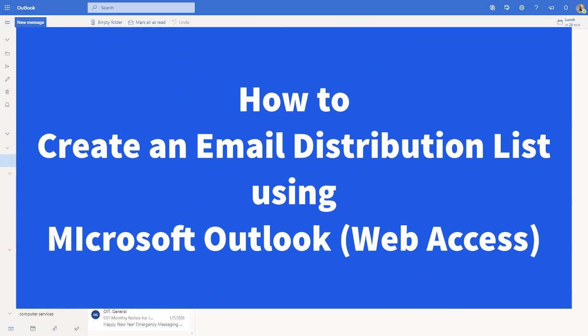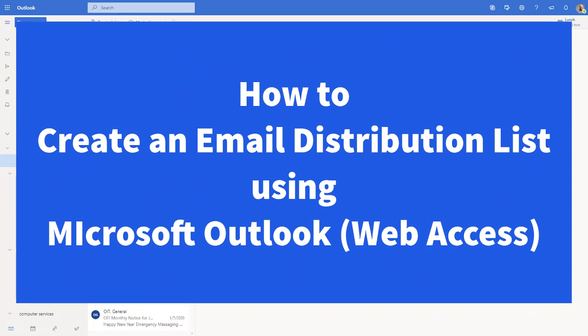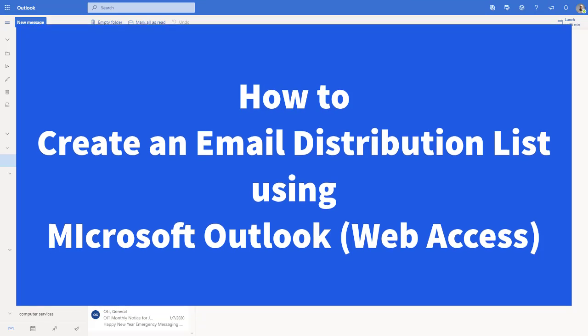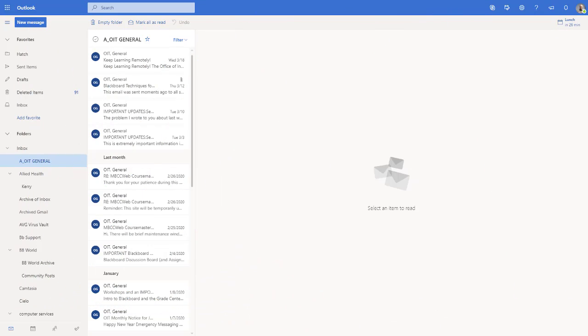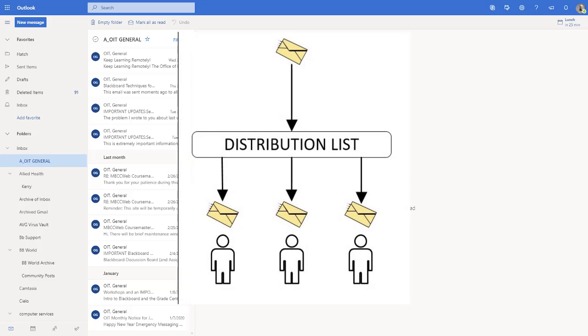In this video, we will illustrate how to create a distribution list in Microsoft Outlook Web Access. That is, the web version of your MassBay email. Let's use the scenario where you'd like to have the ability to email your entire class without having to type every student's address in each time you send an email.